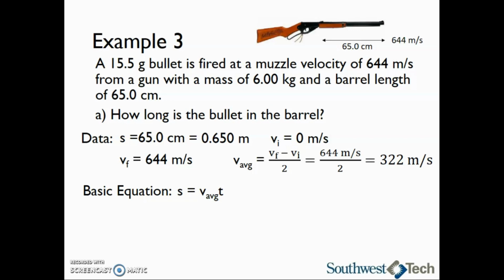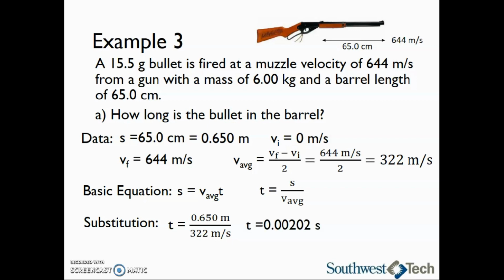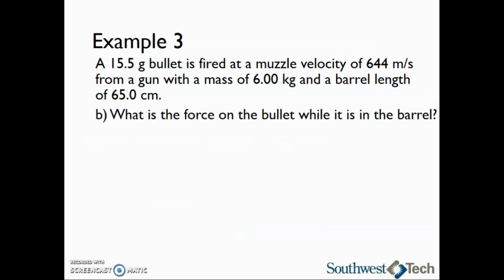We will divide both sides by average velocity to solve for time, which equals the distance S divided by the average velocity. Next, we can substitute the data we were given, so time is equal to 0.65 meters divided by 322 meters per second. This means the bullet was in the gun 0.00202 seconds.